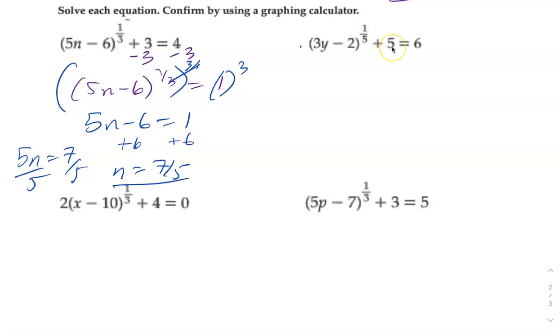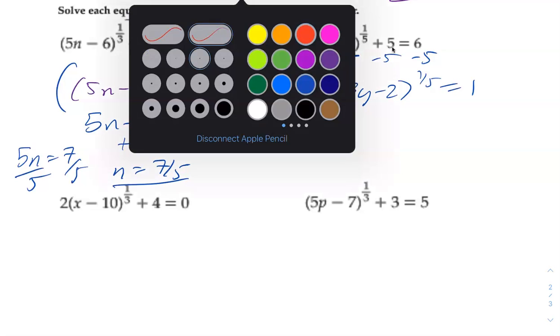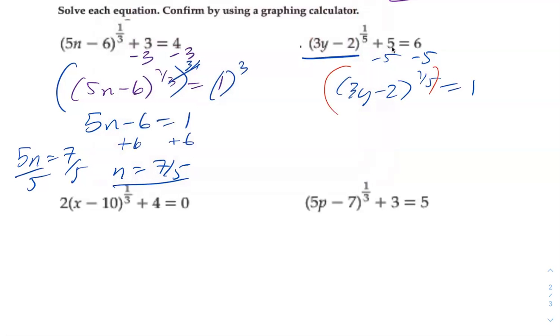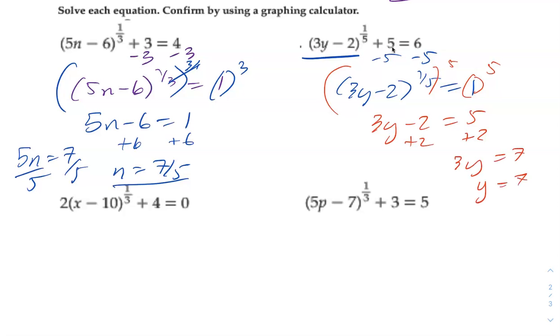Next one, same idea. Right, I want to get this by itself, so subtract the 5. 3y minus 2 to the 1/5 equals 1. Take the power to both sides. 3y minus 2 equals 5. Add 2. 3y equals 7. Divide by 3, y equals 7/3.